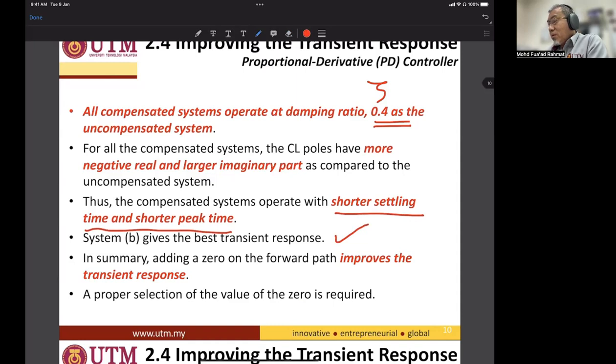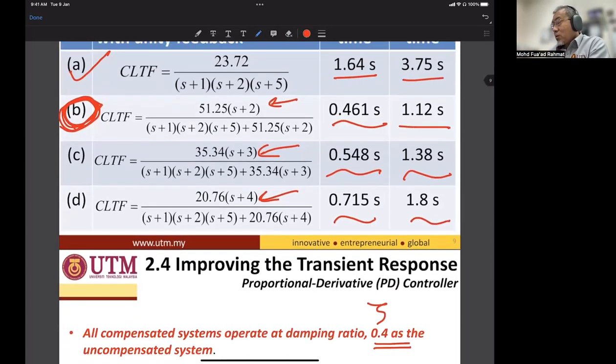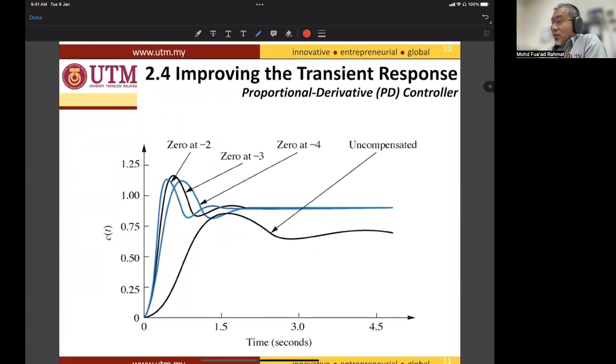So in summary, adding a zero on the forward path improves the transient response. So we must have a proper selection of the zero. If we do it like this, inserting one by one, -2, -3, and -4, it takes a longer time. A lot of work has to be done to observe the time response, the root locus, the dominant pole, and so on. So it's not practical at all if you do it like this.